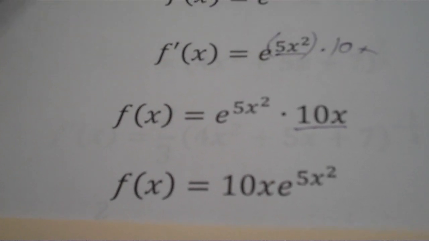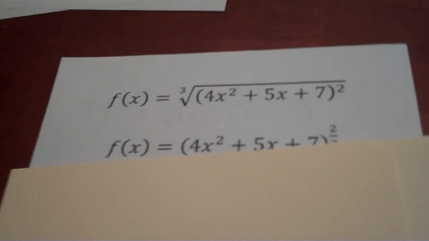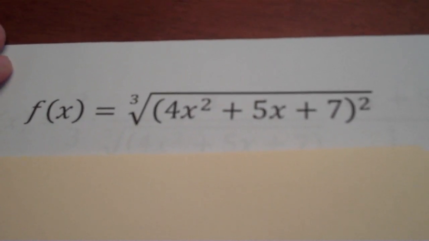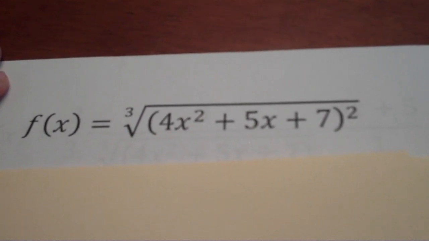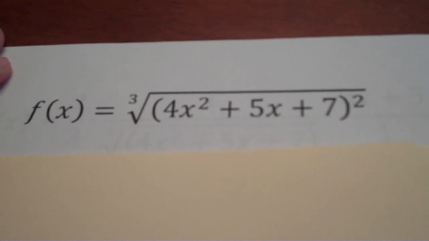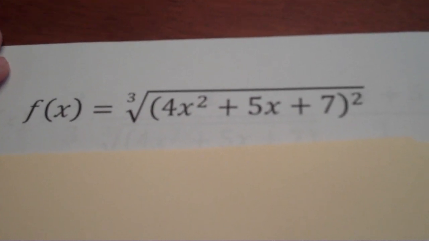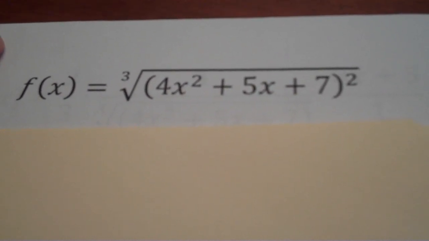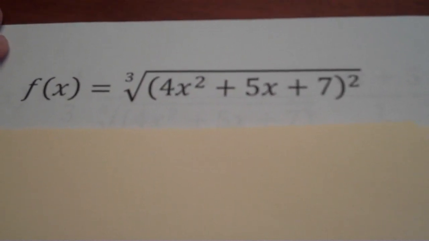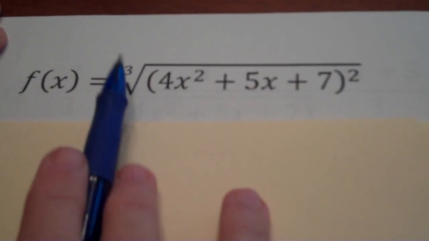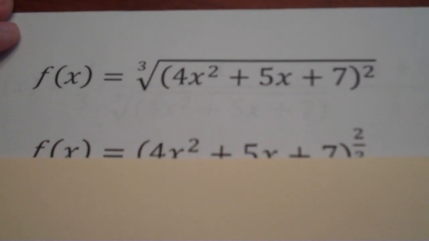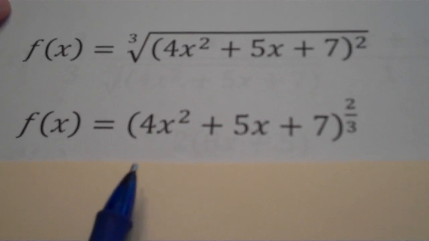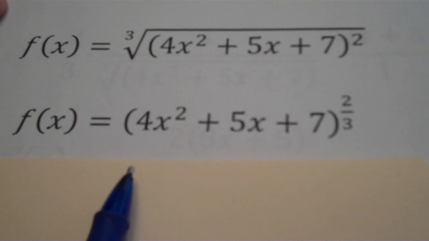Okay, I've got one more for you. I tried to give you a complicated one here. Check this one out. F of x is the cube root of that ginormous quantity squared. Well, first of all, you can't even use your basic power rule, which we'd like to use here, correct? So I'm going to have to write this as a fractional power. And remember, we always take the power divided by the root. So I'll rewrite this in a more proper form. So I have my quantity to the 2/3 power.